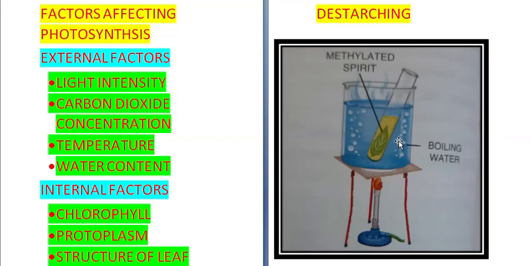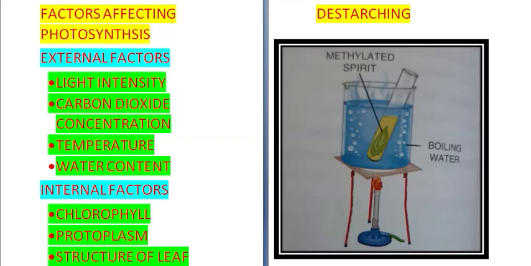Place it in hot water to soften it. So when you place it in hot water, it will become soft. Spread the leaf in a dish and pour iodine on it. If starch is present, the leaf will become blue-black in color, but if it is absent, the leaf will become brown in color. So in this way you can test and see whether the de-starching has been done or not.